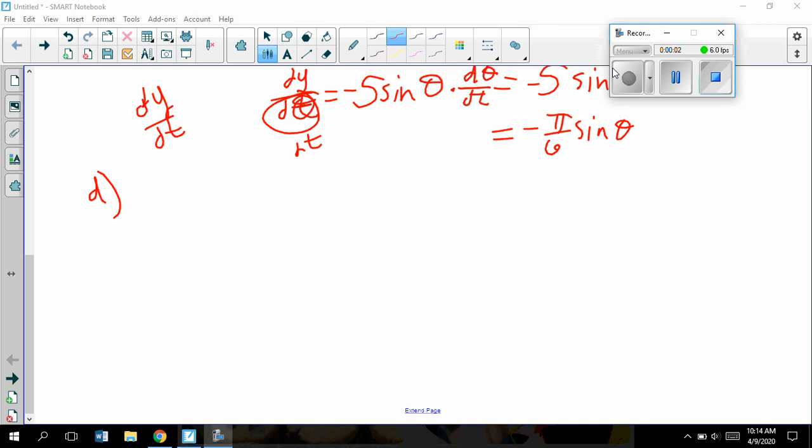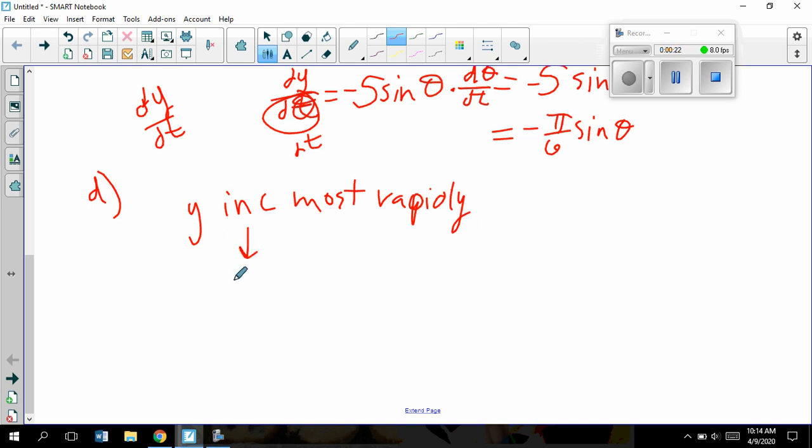Okay, sorry, I didn't read D before I started. Should have read it. But we are looking at when Y is increasing most rapidly. Now, we have to interpret what that means.